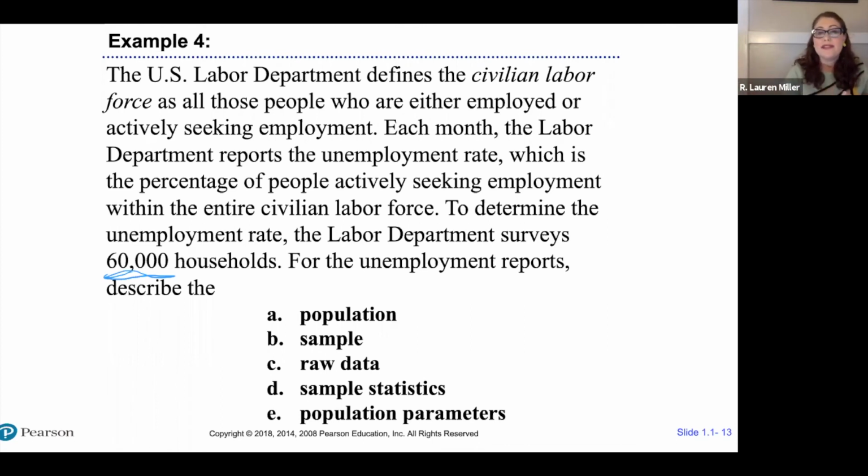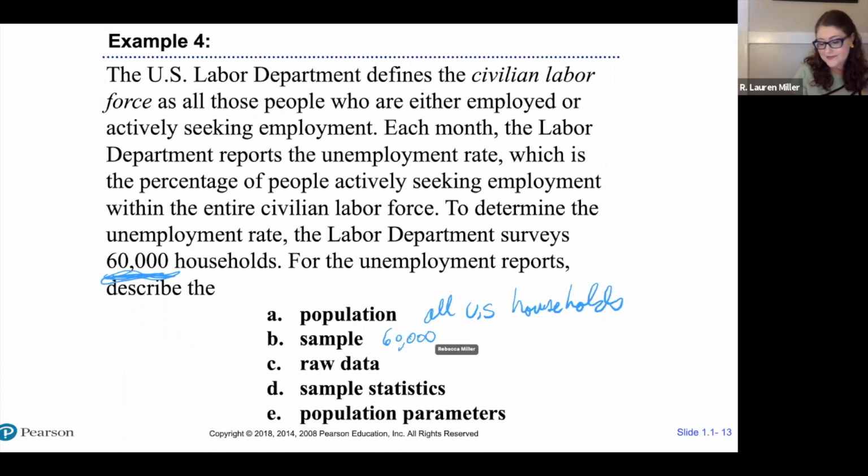So what's our population? Well, the population is all US households. And I don't know if this statistic includes territories like Guam and Puerto Rico. That'd be kind of interesting to know how the unemployment rates differ there. Something to look at. The sample is going to be those 60,000 households.